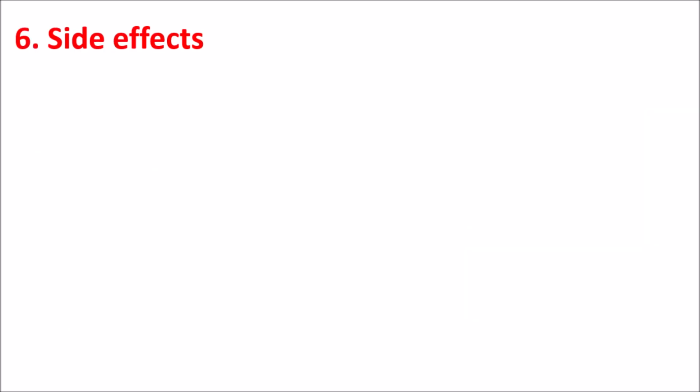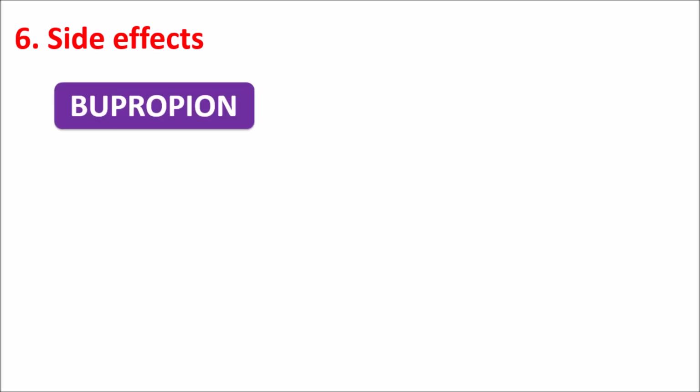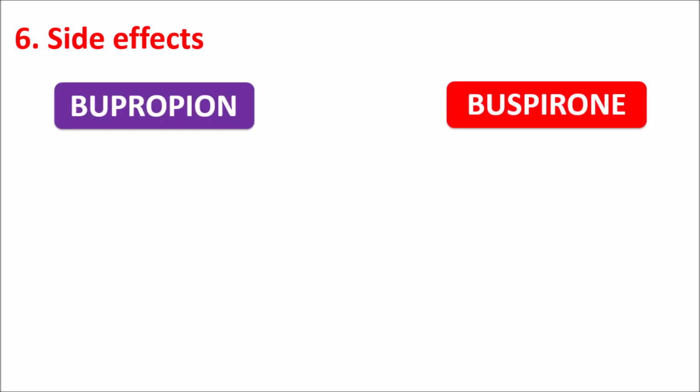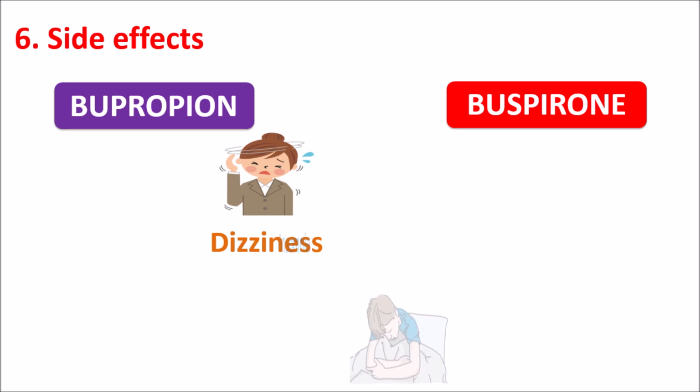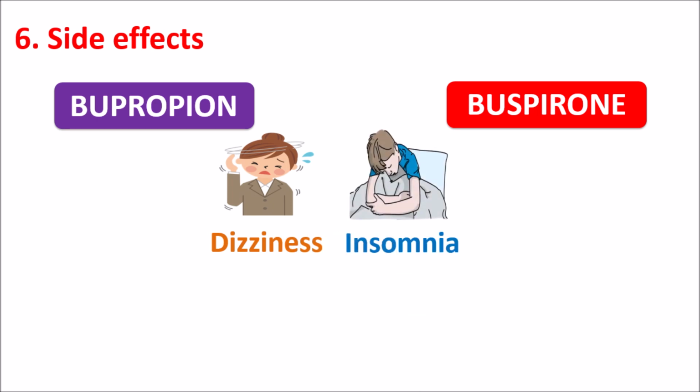Sixth one is the side effects. Both of these drugs, bupropion and buspirone, act on the CNS, so they can produce some central side effects which are somewhat similar. Since they act on the CNS, they can produce some dizziness, lightheadedness, insomnia, lack of sleep can be observed with these two drugs.